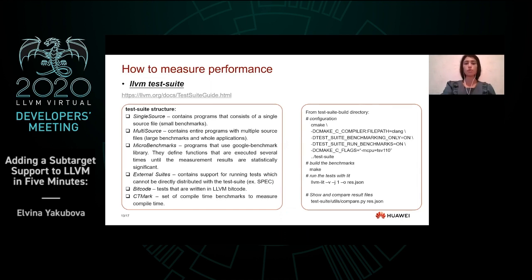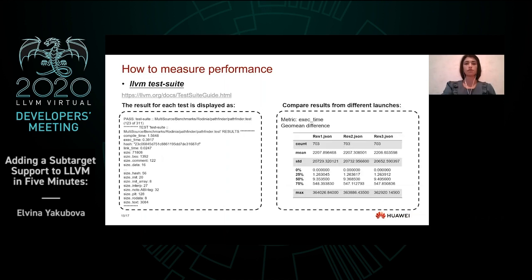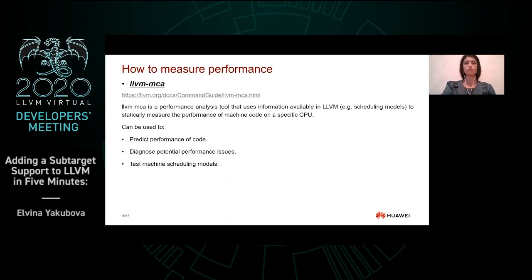We use a few options to run benchmarks only and compile all benchmarks for a specific processor using the mcpu option to test how our subtarget performs after tuning the model. The results for each test are displayed as shown on the slide. The test suite contains such metrics as compilation, execution, link time, and code size by sections. Results from different runs can be compared using the script included in the test suite.